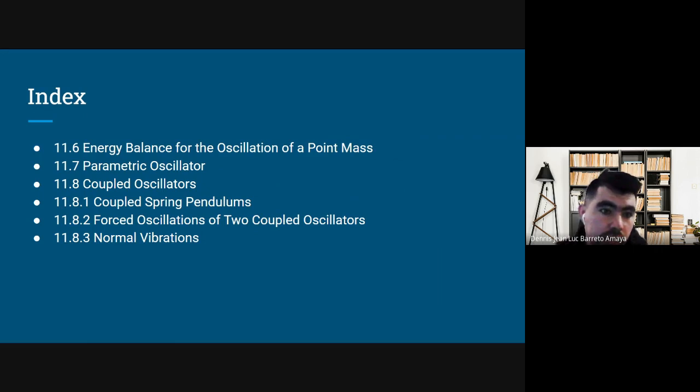First, energy balance for the oscillation of the point mass. Second, parametric oscillation. Third, coupled oscillation: spring pendulums for oscillation of two coupled oscillators, and normal vibration.